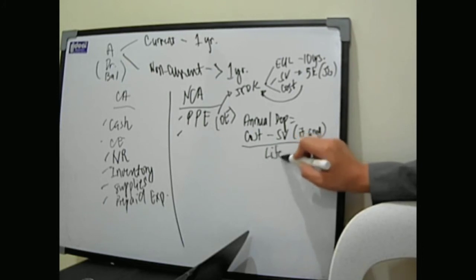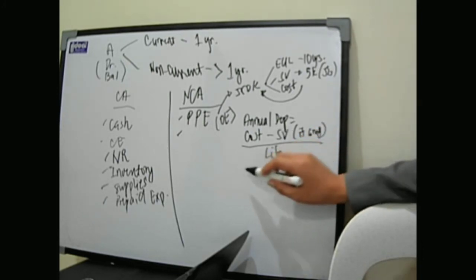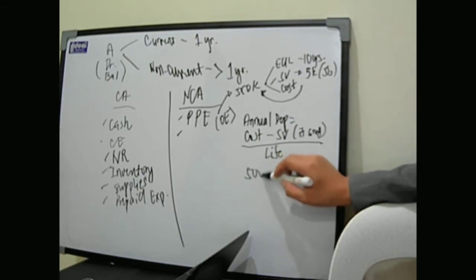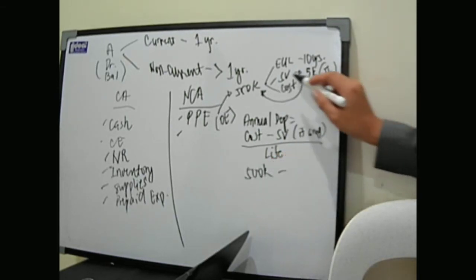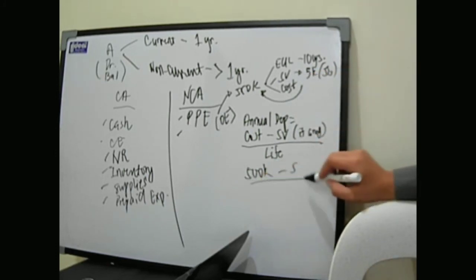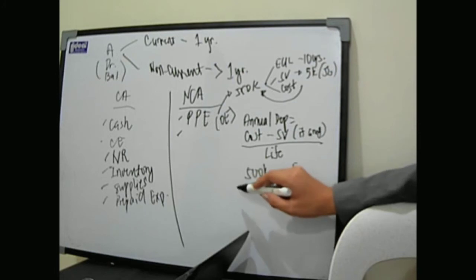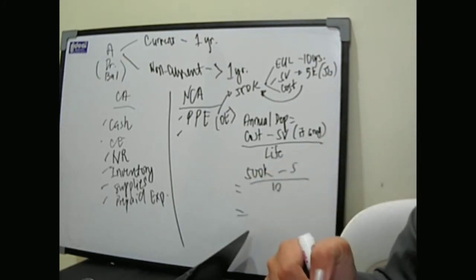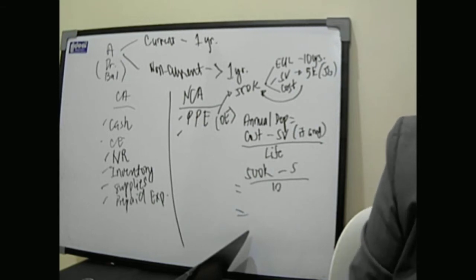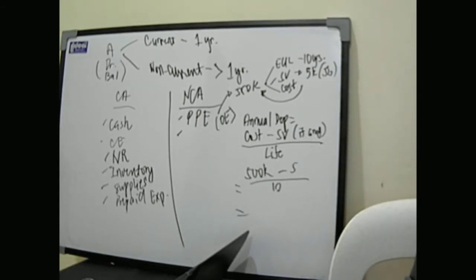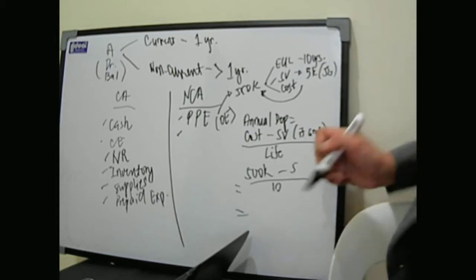Then over the economic useful life. So in our example, meron tayong cost na 500k minus salvage value na 5k, all over 10 years. So yung value dyan, yan yung annual depreciation natin or annual value na nagagamit natin every year. So 500 minus 5 divided by 10 is 49,500 pesos.